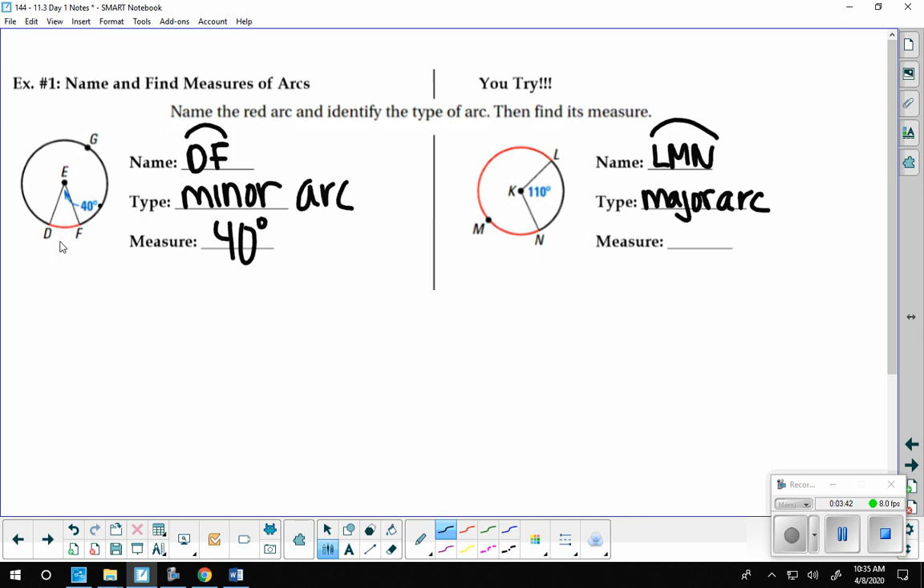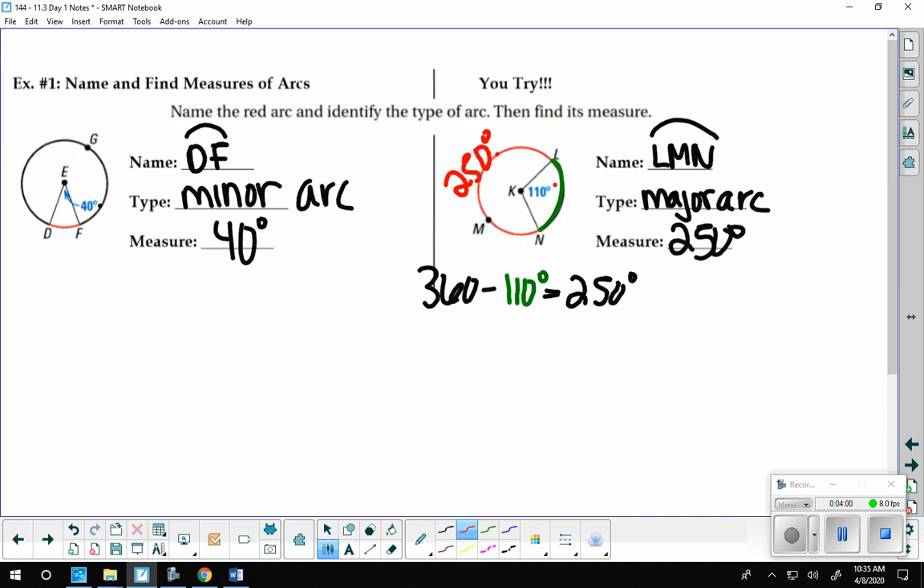Well, the minor arc here, LN, is 110 degrees. So we need to do 360 minus 110 to give me 250 degrees for the measure of our major arc. So this is 250 degrees. 250 plus 110 is 360, and there are 360 degrees in a circle.